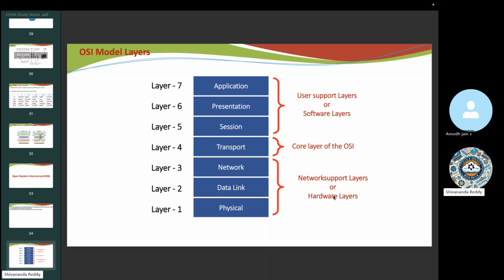Then the session layer, presentation layer, and application layer are called user support layers or software layers. The bottom 3 are the hardware layers, and the top 3 are the software layers. The middle one is the core layer.